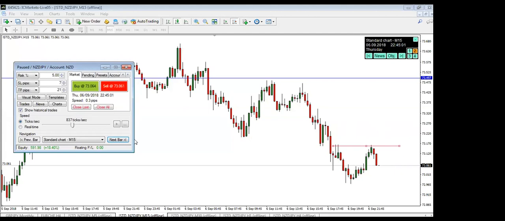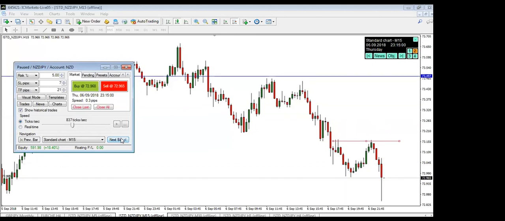Continue. Oh, that would have been a beauty. This is a messed up pair. Yeah, it is. Anyway, continue. Doesn't matter. Let's go. Patience is a virtue. Okay, this trade is done.